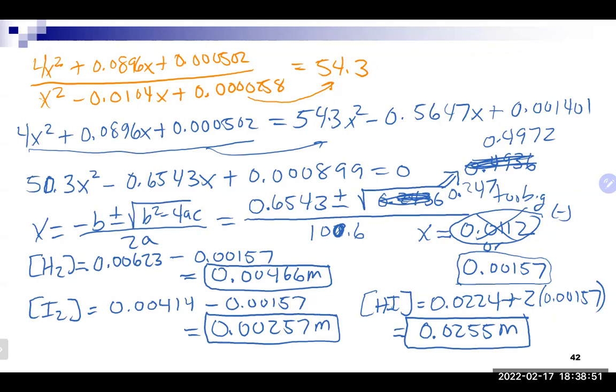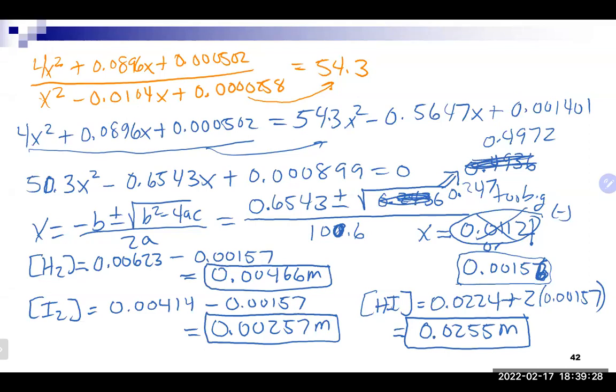So 0.6543 plus 0.4972 divided by 100.6 gives me an x value of 0.0114, which is still going to be too big. And 0.6543 minus 0.4972 divided by 100.6 gives me an x value of 0.00156. So not too much damage. So I imagine we'll end up fairly close to where we ended up there.